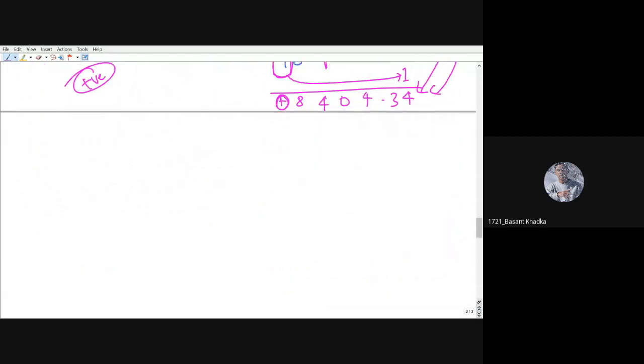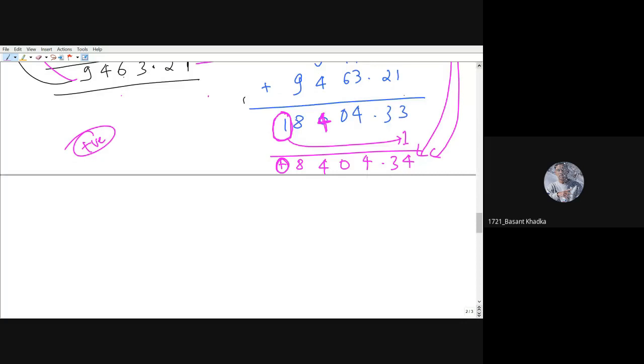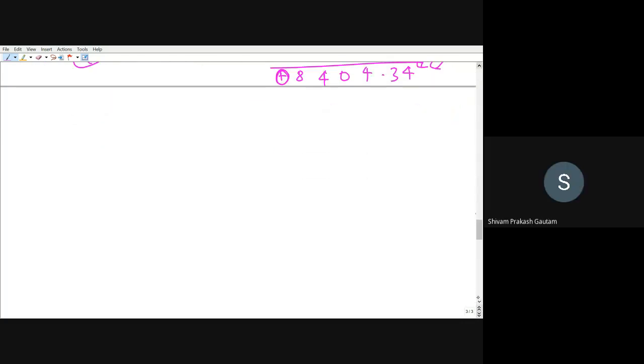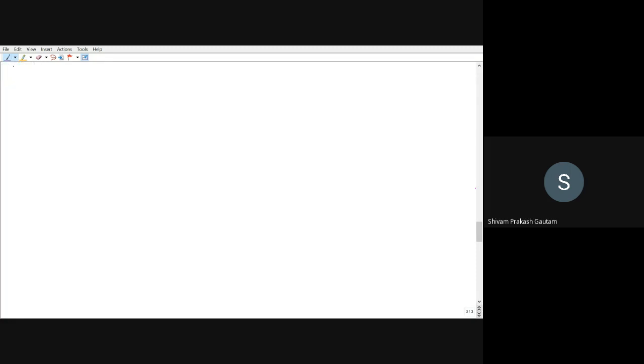Sir, let's do a number in which carry is not generated. Okay, sure. So for the second example, we will just reverse whatever we have seen. This 576 minus.